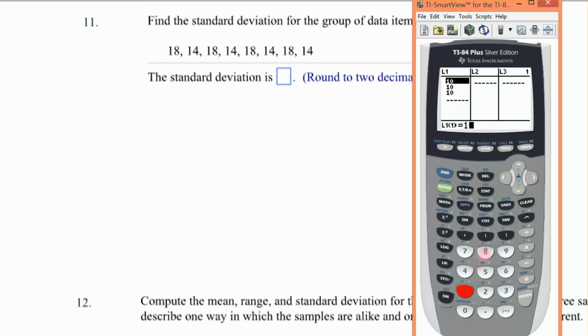But anyway, all right, 18, enter, 14, enter, 18, enter, 14, enter, 18, enter, 14, enter, 18, enter, 14, enter. I hope I got that right. Stat, this is so quick. Go right to Calc, one variable, go down to Calculate, and Enter. All right, I will grab that.